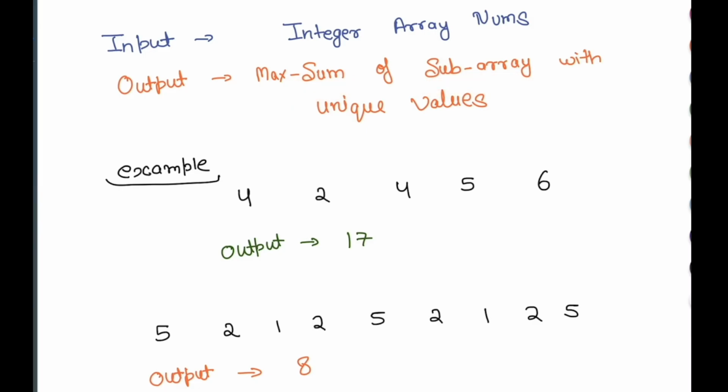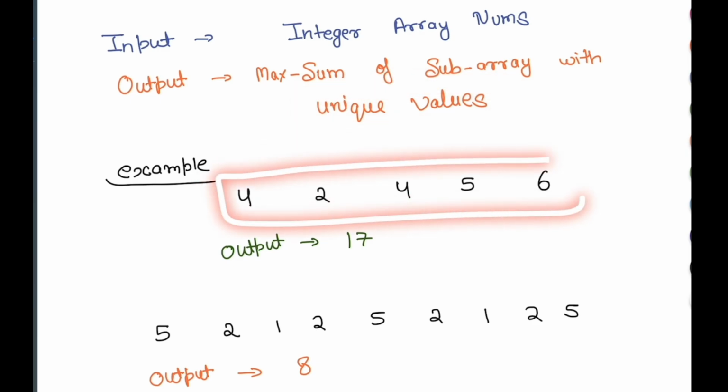Now if I ask you, forget about unique values, try to find out the subarray which has the maximum sum, then there is just one answer. The whole complete array is also a subarray. I can take the complete array as the subarray, and then I can take the sum of each of my elements.